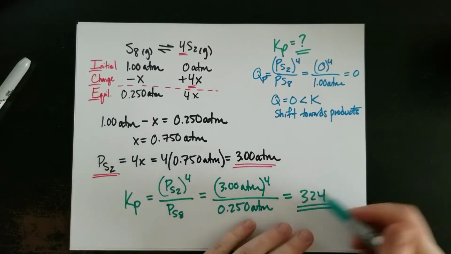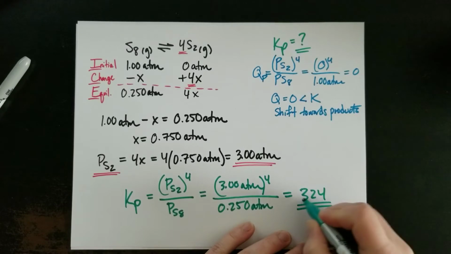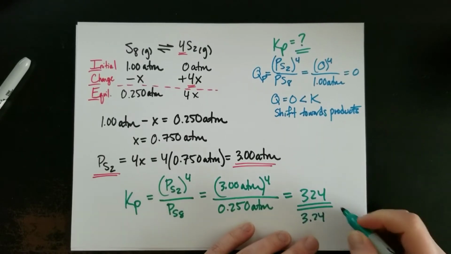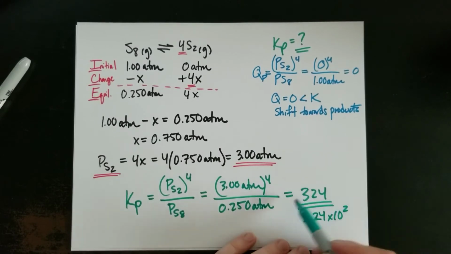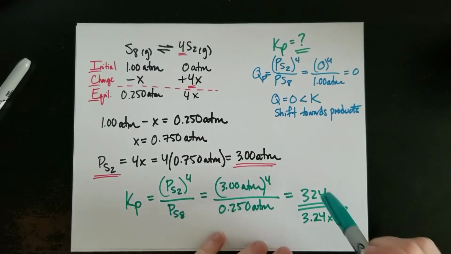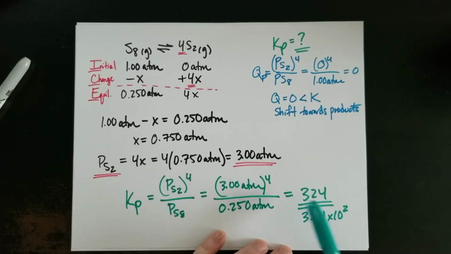And if you're having a hard time seeing that, remember that 324 is going to be 3.24 times 10 to the second. And so remember, our intermediate values fall between 10 to the 4th and 10 to the negative 4th. And so this is definitely an intermediate value with a slight weighting towards the products in this situation.